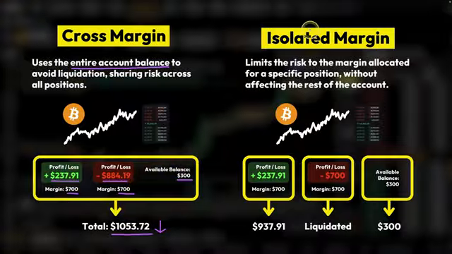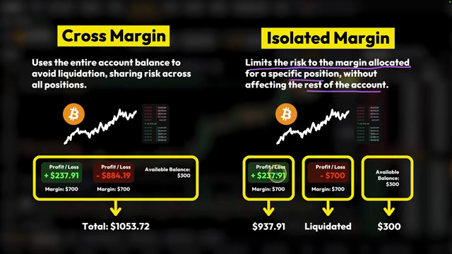On the other hand, if we use an isolated margin, this basically limits the risk to the margin allocated for a specific position without affecting the rest of the account. That means, as you can see, all the trades are viewed individually here, so no risk is shared between these positions. Let's go through the same example as in here.